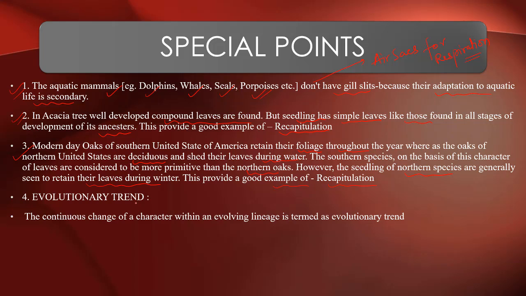Now, what is an evolutionary trend? A continuous change of character within an evolving lineage is called an evolutionary trend. It means simply that the changes which occur in characters in different species during the course of the evolutionary timeline are known as what? Evolutionary trend.